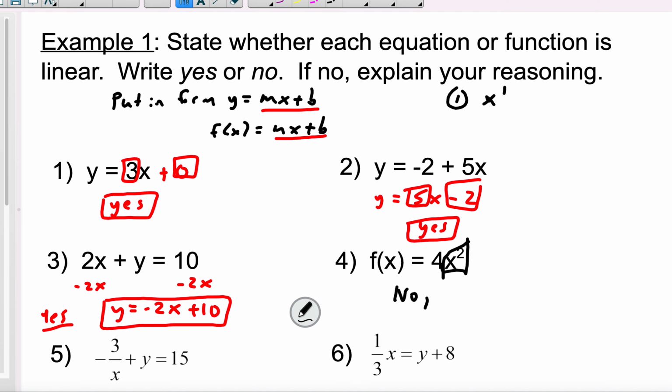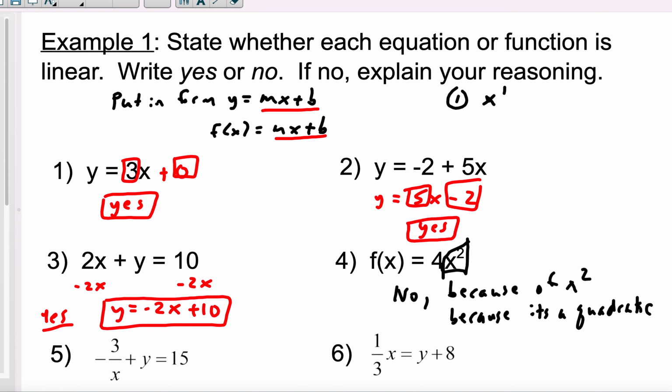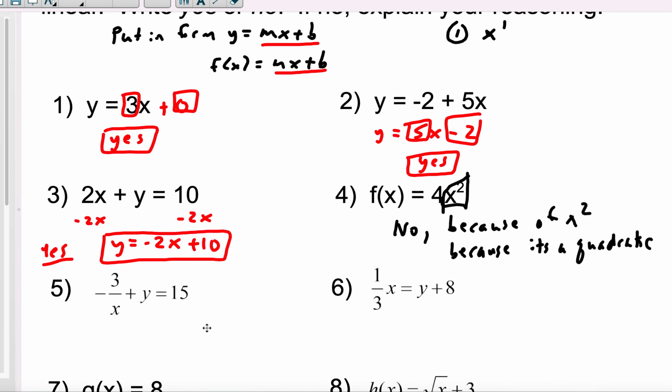It's actually a quadratic. And so you could say it's not linear because it's a quadratic, or because of x squared. It's not a linear function, it's a quadratic function. Or it doesn't make a line, it makes a parabola. You could also put these into your graphing calculators once they're y equals or f of x equals, and see it that way as well.